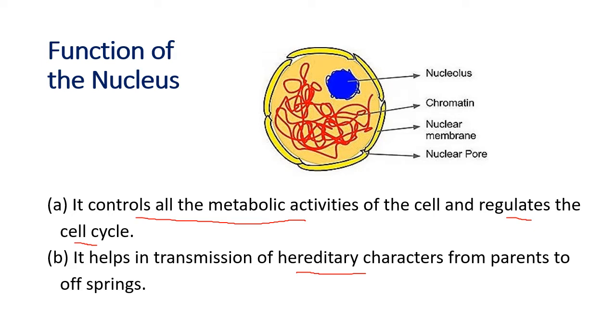Meaning to say, the nucleus of the cell has got all the genetic information. So, when the cell divides, the information in the nucleus will tell the cell what the size, what the function, what the location of the cell will be. So all this information is stored in the nucleus.